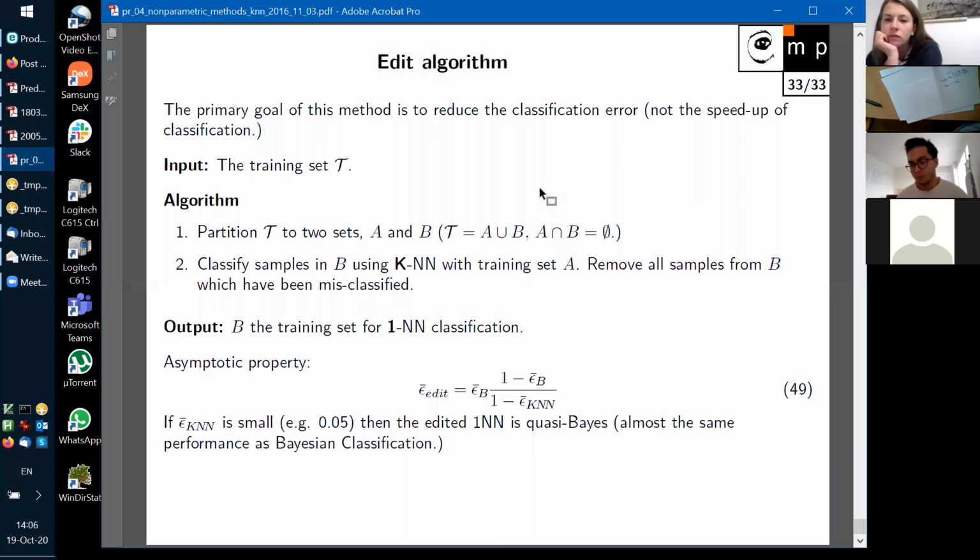Now to explain the algorithm, what have we done? Which points have been left for the 1-NN classification? These were the points in B that were classified correctly. So those removed from B are the points which were in the minority. So actually the reduced training set is B cleaned from those which were misclassified. We just have the majority class.